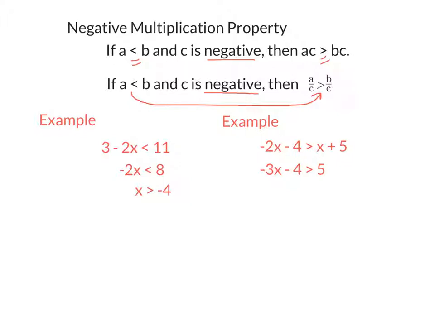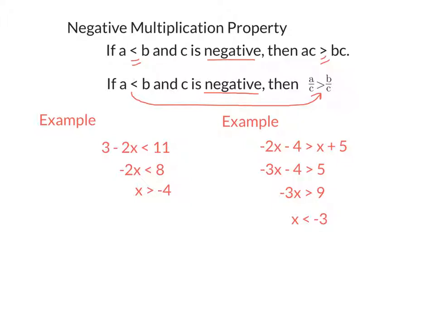Okay, so again, we're going to add 4 to both sides here. And if we do that, we end up with minus 3x is greater than 9. And now we're going to divide by minus 3. But remember, what happens when we divide by a negative number? We're going to have to change the sense of the inequality. And our final answer then becomes x is now less than minus 3.